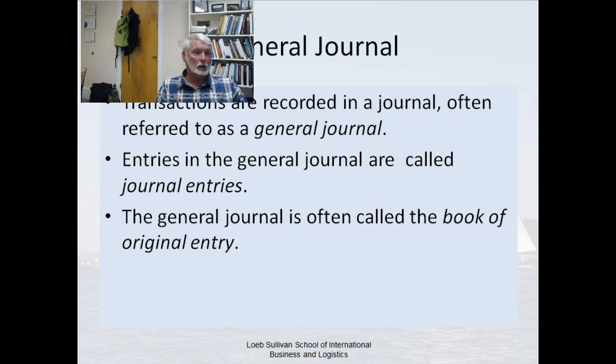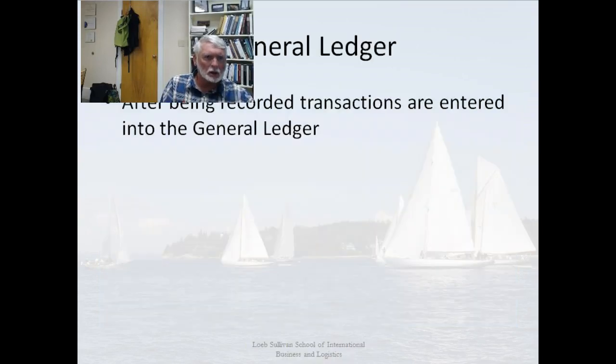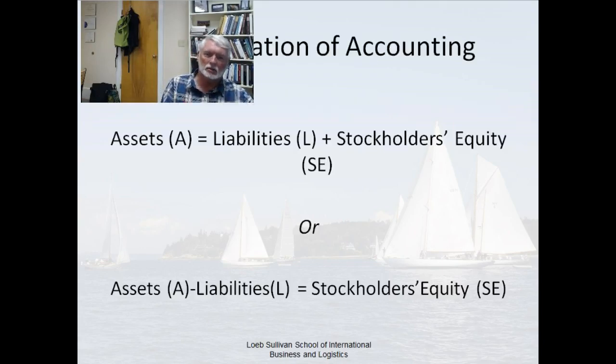So a supermarket will have thousands or millions of general journal entries a day. A big chain might have millions of entries a day. Every single transaction gets reported in the general journal. The book of original entry is what the general journal is called. After being recorded, the summarized entries are entered in the general ledger. So the ledger is the sort of books of the company. And once again, these days, those are all electronic.